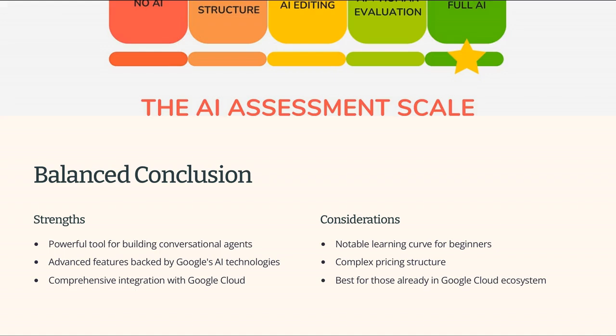In conclusion, Vertex AI Agent Builder is a powerful tool for building conversational agents. It has advanced features and is backed by Google's AI technologies. However, it has a learning curve and its pricing can be complex. It's best suited for developers familiar with machine learning and businesses that are already using or considering Google Cloud.